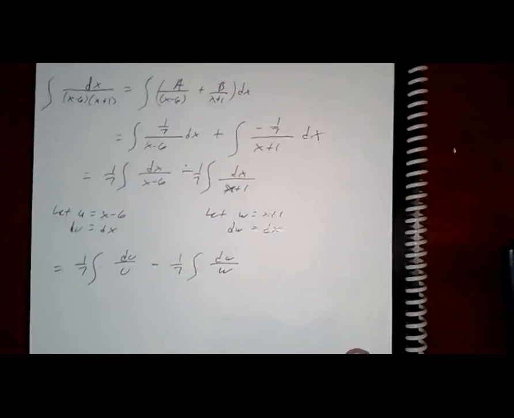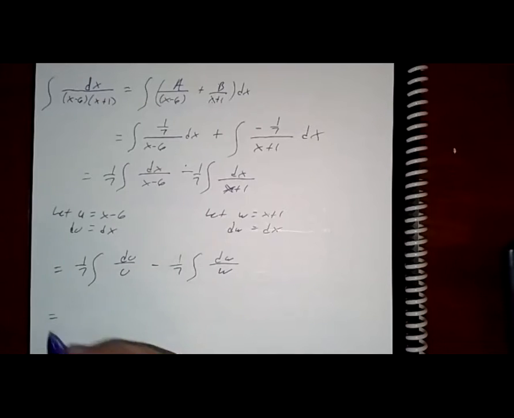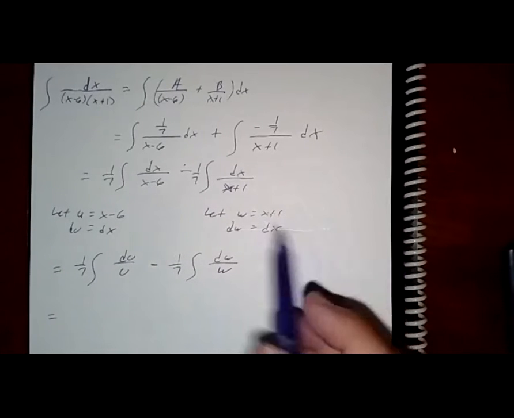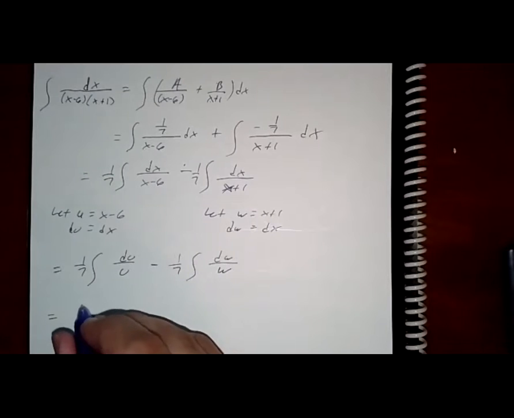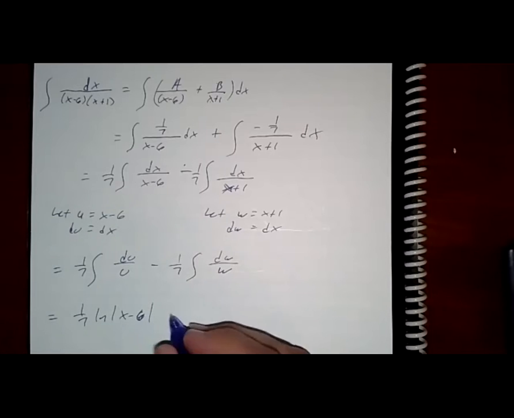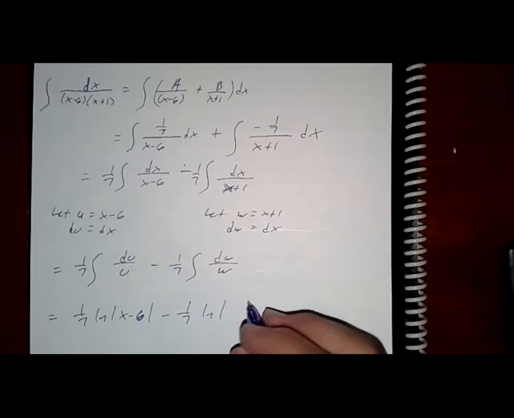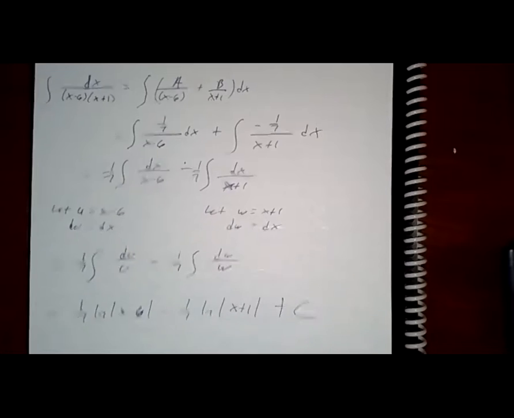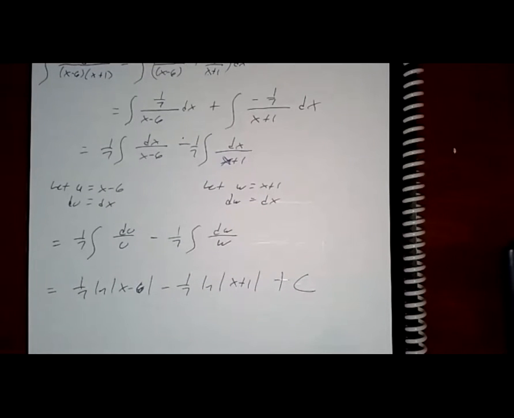You see how it's going to be ln no matter what? So we don't really need to do the sub. Usually I just skip straight to here and say, you know what, that's 1/7 ln of x minus 6 minus 1/7 ln of x plus 1 plus c. So the partial fraction is just an algebra step to let you integrate it. It's easier. Does that make sense?